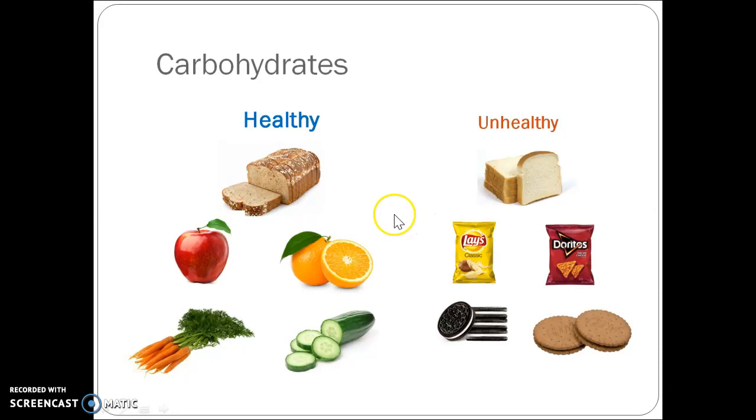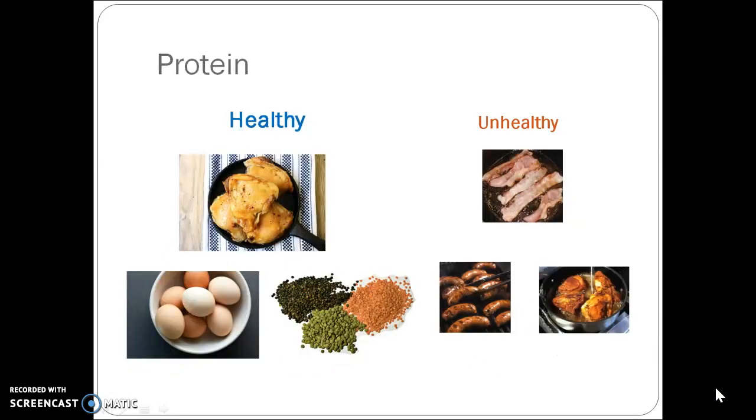As we see over here on the left-hand side, they're healthy whole grain bread. We also see chips such as Lay's and Doritos, and cookies right here on the bottom. Next, we will talk about protein sources, which are good for your bones and muscles.